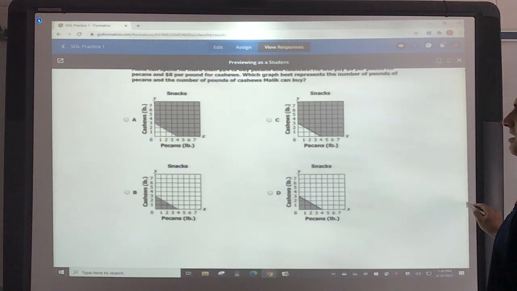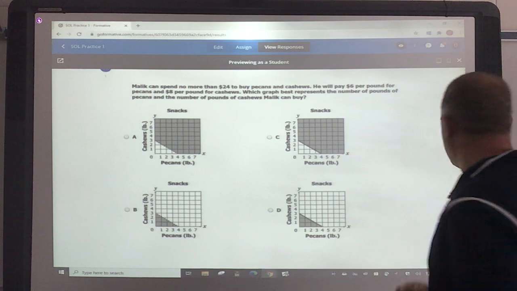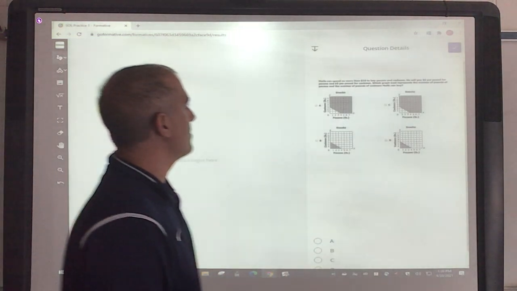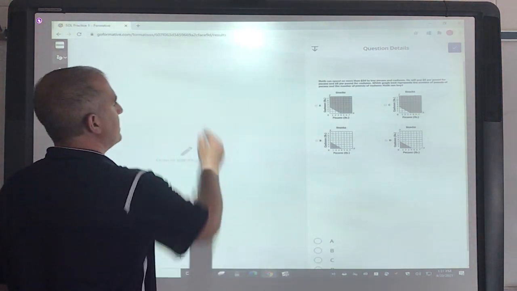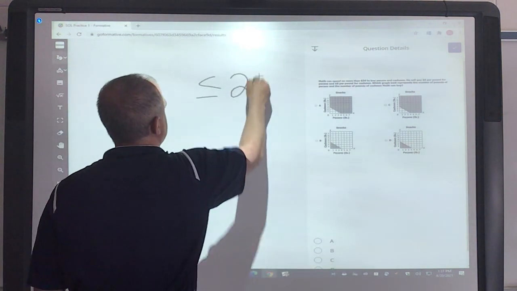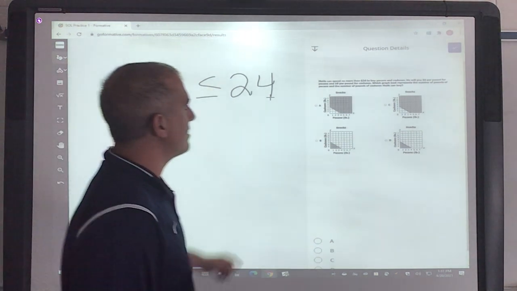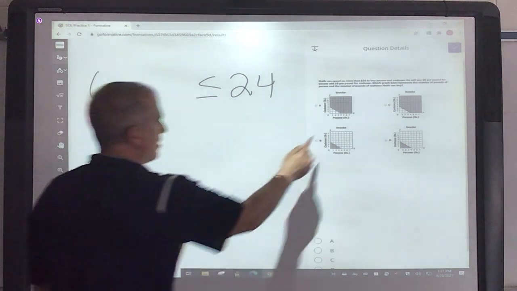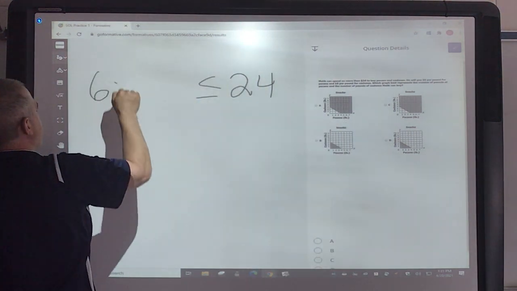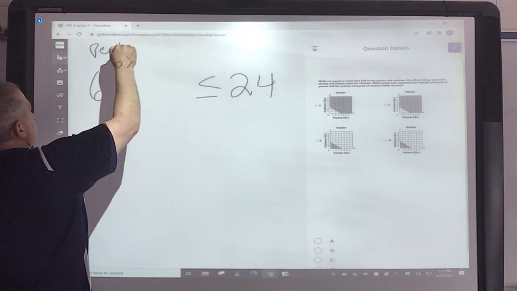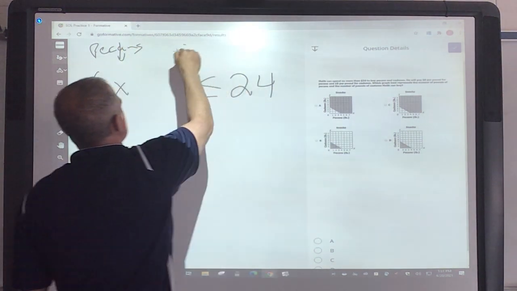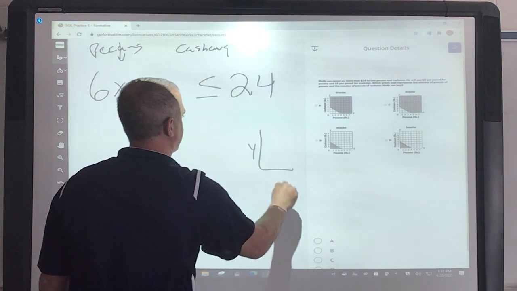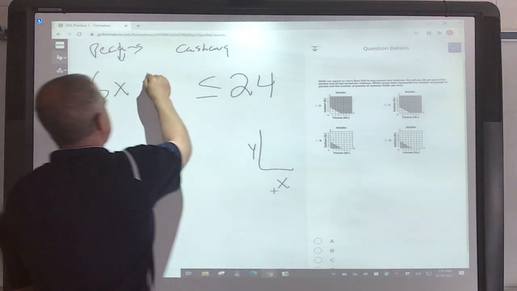Okay, 17. Let's do the work for this one. It says Malik can spend no more than $24, so it's got to be this. Then it says he pays $6 for pecans. So we got to look at this thing. The x-axis is pecans, by the way it looks. The other one, cashews, is going to be the y. You look at this is the y-axis, this is the x-axis. Where they say 8 for cashews.